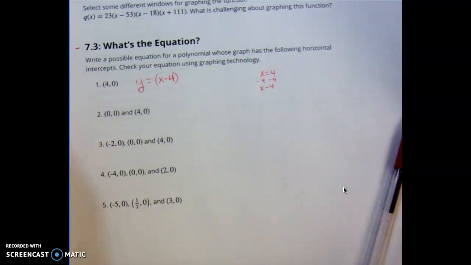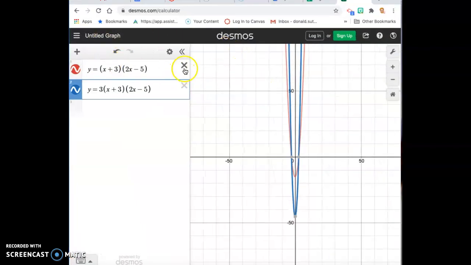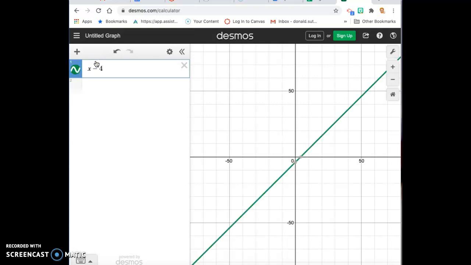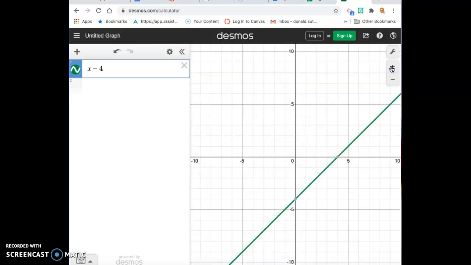So let's test that. Let's see if our x minus 4 actually works. We're going to try x minus 4. And I better zoom in a long ways. Yep, in fact, it crosses at 4, 0. Okay? All right, so the next one. Oh, let me get back where you can see that.